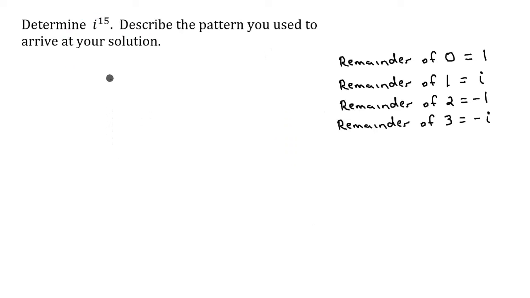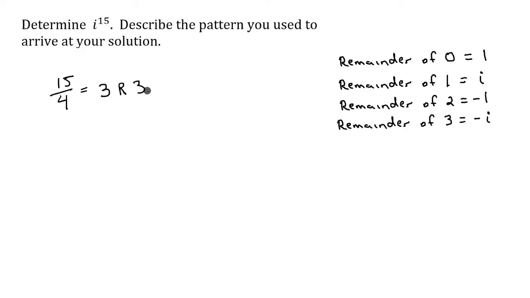So number 4, we need to determine what i to the 15th power means. And I have this section here where we have the remainder of 0 equals 1, remainder of 1 equals i, and so on. All you have to do is take the exponent of our i here, just 15, divide it by 4, and it doesn't even matter how many times it goes into 15. In this case, it does go in 3, but what we're really focused on is the remainder. So 4 goes into 15 3 times, but the remainder is going to be 3.